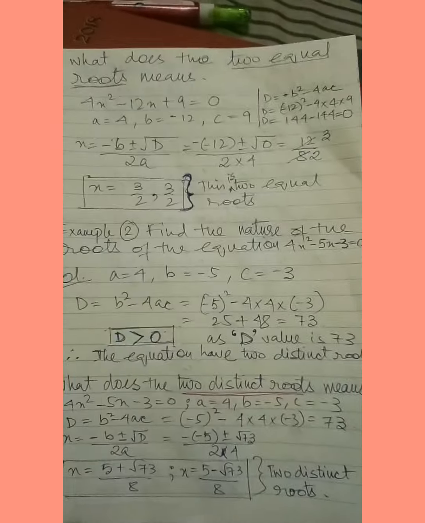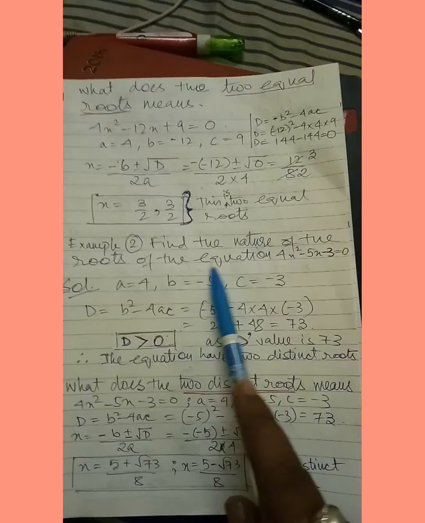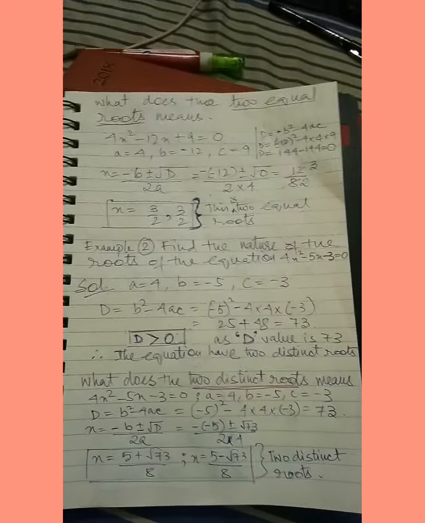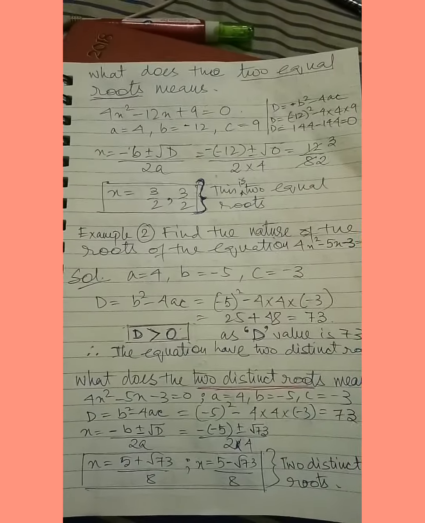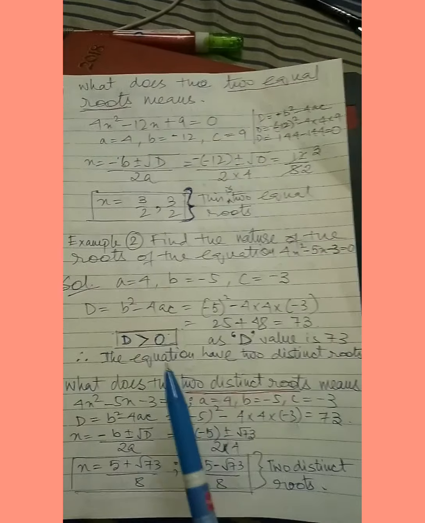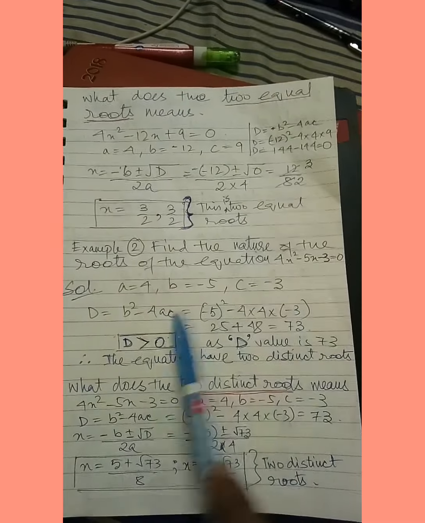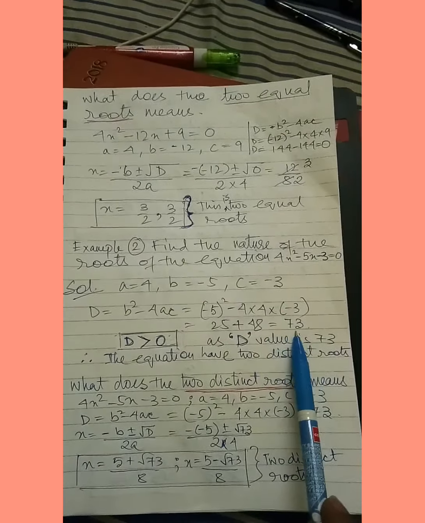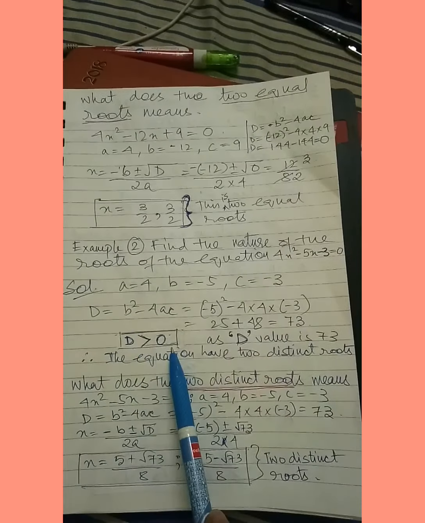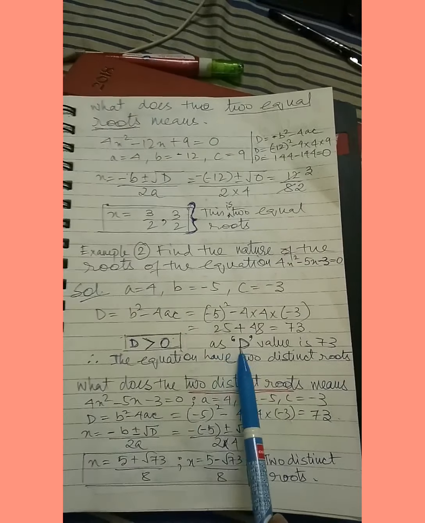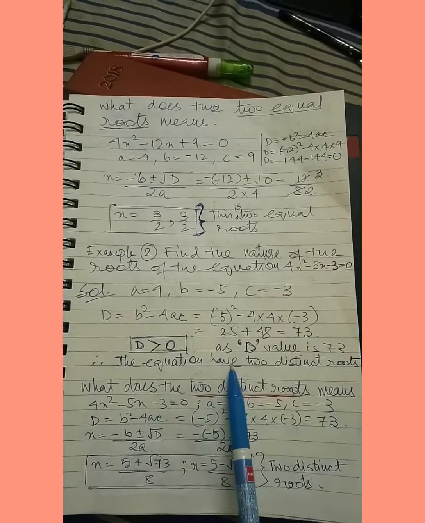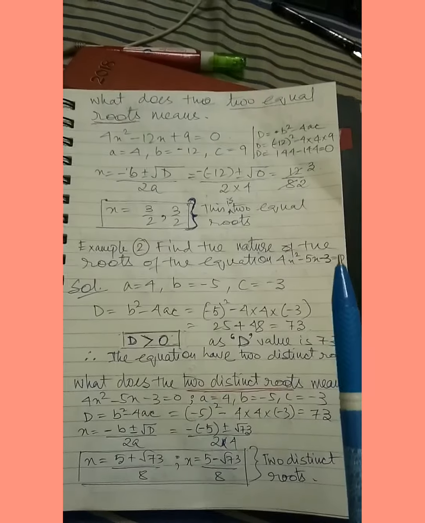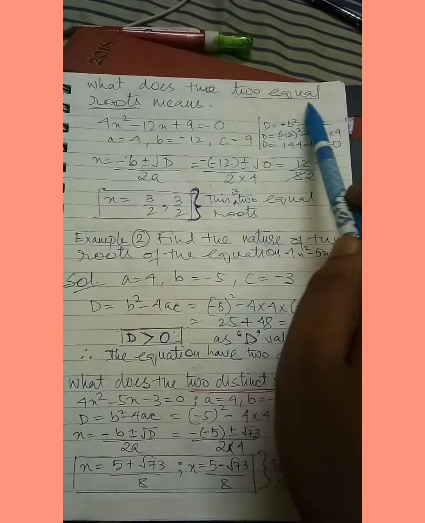Next, see one more example. Find the nature of roots of the given equation. We have to find out what kind of nature of roots it has. Same process: we have to find the value of D. I put the values of a, b and c and find the discriminant. The discriminant value is coming 73. That means the D value is greater than 0. As the D value is 73, the equation has two distinct roots. This is not equal, this is distinct, and the last question had equal roots.